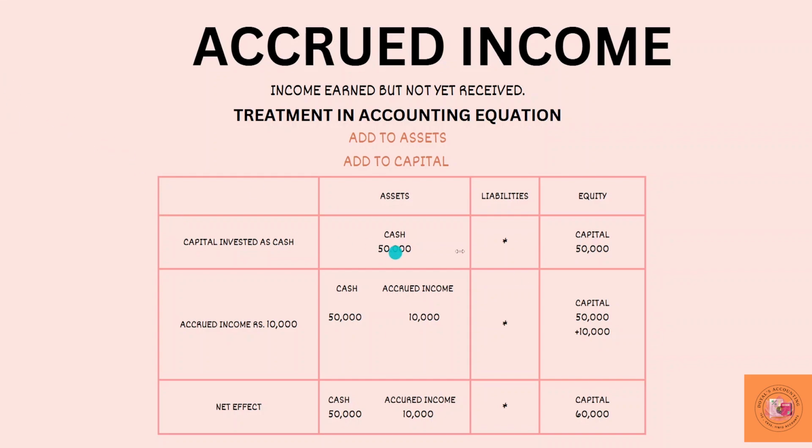Let's see. Capital, we have 50,000, cash 50,000. Accrued income worth rupees 10,000. So we already have cash 50,000, and since we haven't received money, we will not add anything to cash. But we will create a new column, accrued income, to which we will add rupees 10,000. We don't have any liability arising in this case. And also to capital, we will add rupees 10,000. So what is the net effect? Our cash is 50,000, accrued income is 10,000, and our capital is 60,000. Balanced. Total assets equals total liabilities.